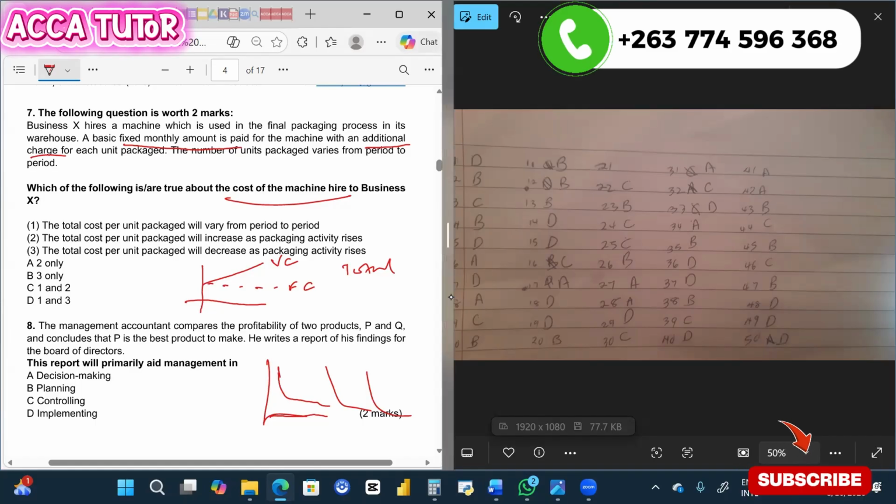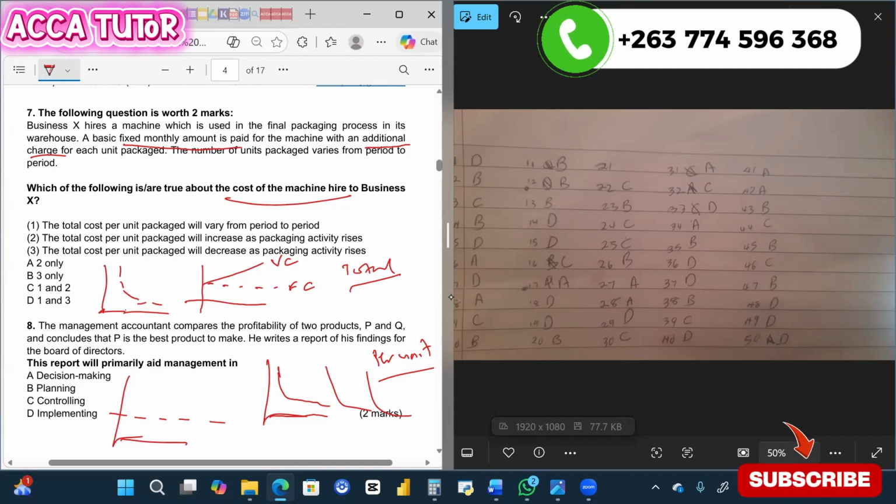Okay, so having that background, we can then attempt the question, because you need to understand the behavior of the cost in total and then per unit. What will happen per unit? Remember, fixed cost. The fixed cost graph in total, the cost will be constant. But per unit, if we are looking at the fixed cost per unit, they tend to fall.